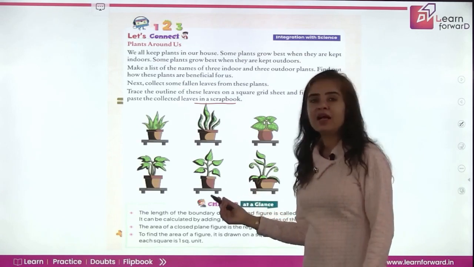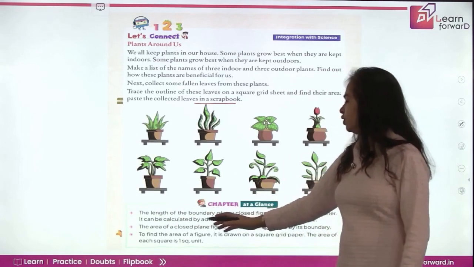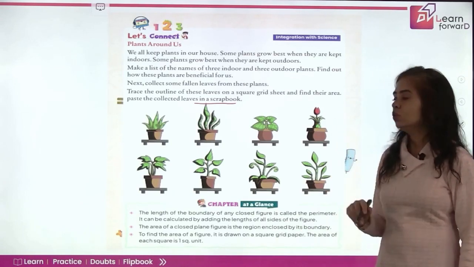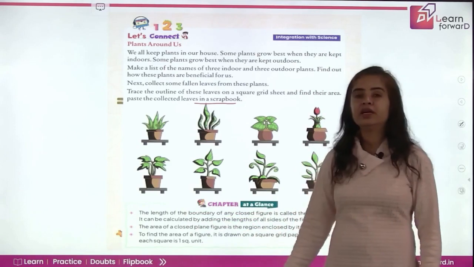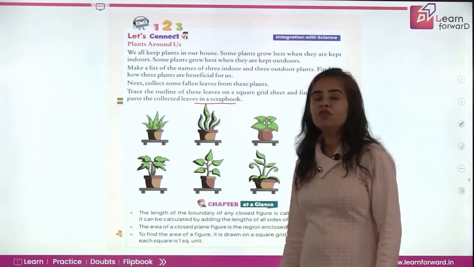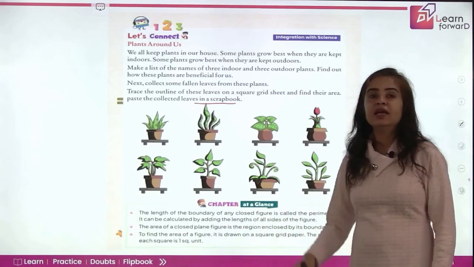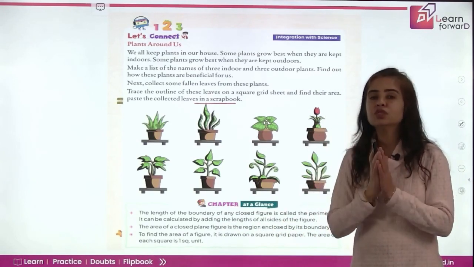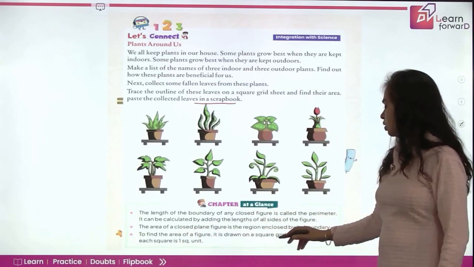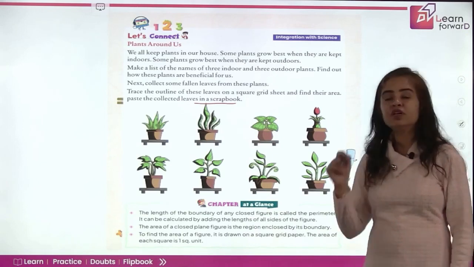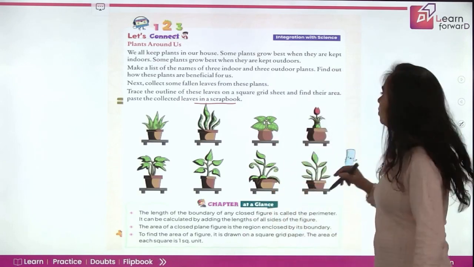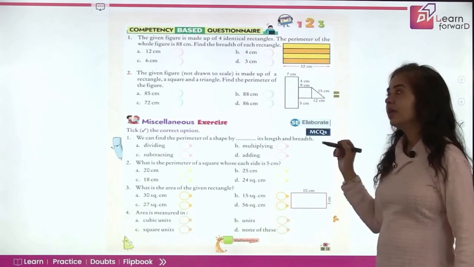Now chapter at a glance, time to summarize. The length of the boundary of any closed figure is called its perimeter, that is the total boundary, and it can be calculated by adding the lengths of all the sides. The area of a closed figure is the region that is enclosed within that shape. To find the area of a figure, it is drawn on a square grid paper, and the area of each square is 1 square unit. So we just count how many total complete squares are there and we get the area.